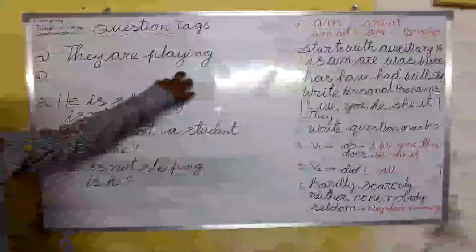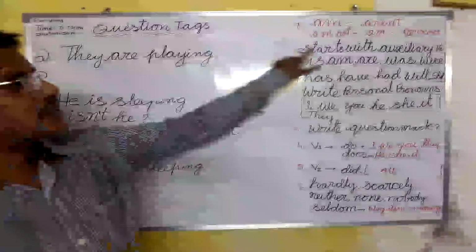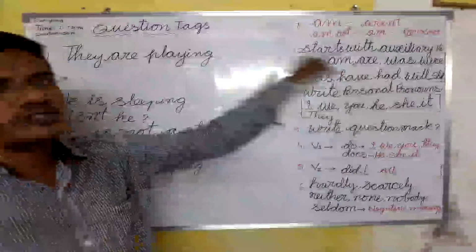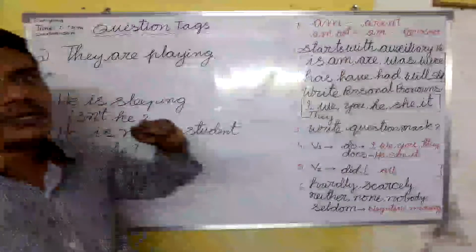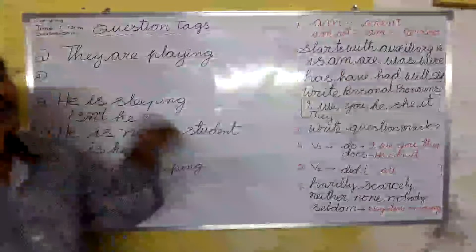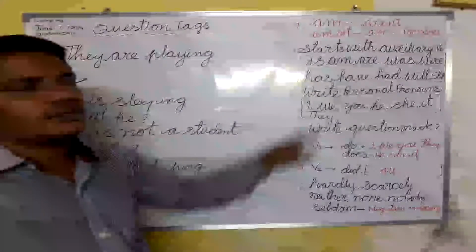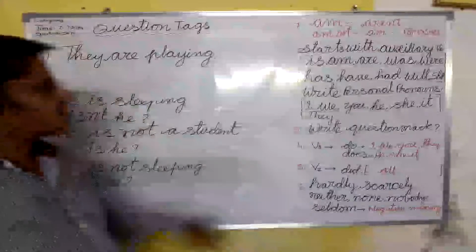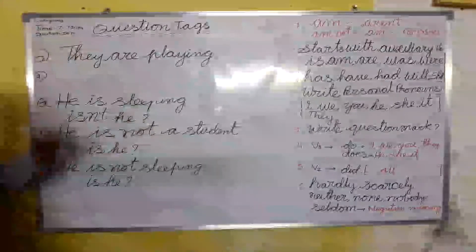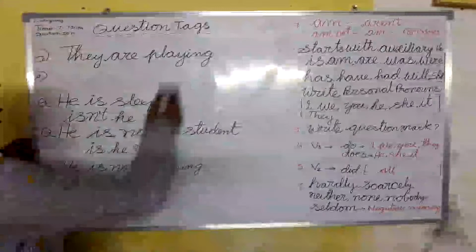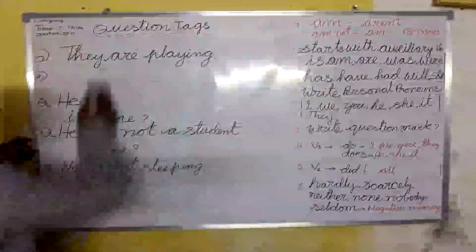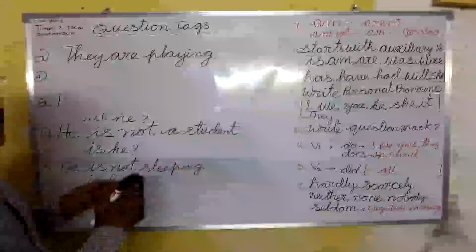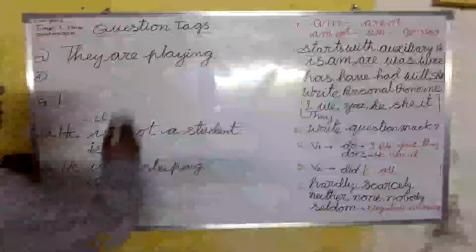They are playing. So we have to start with the auxiliary verb. If it is positive, "not" should be used. Okay, next we shall see the answer for this one. They are playing. What is the question tag for the sentence? Can anyone tell?